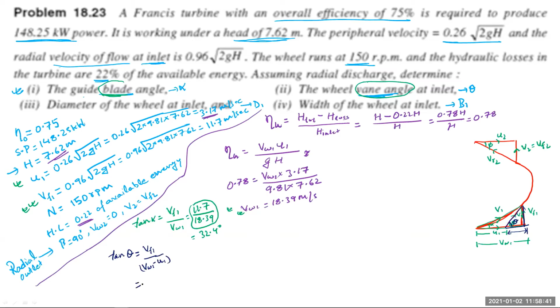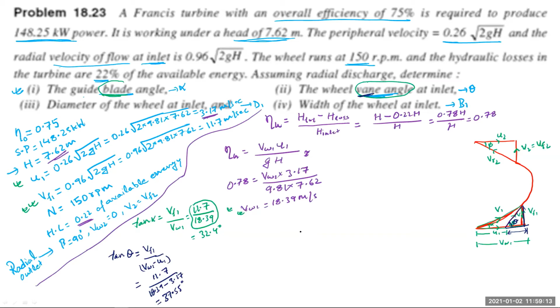Okay, so substitute the values. VF1 how much? 11.7. VW1 is your 18.39 minus U1 is your 3.17. Tell me the answer, what you are getting. Solve this. 37.55 degrees, sir. 37.55 degrees. This is how you can get the second, your vane angle.